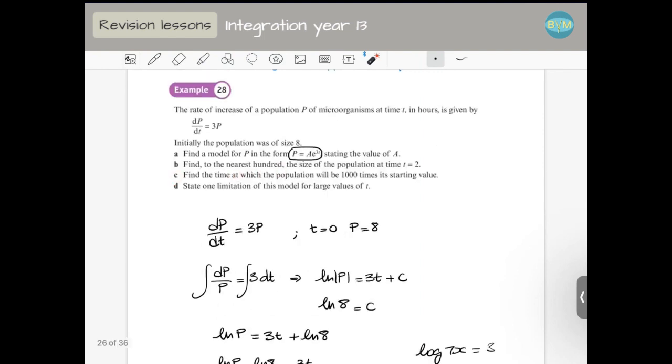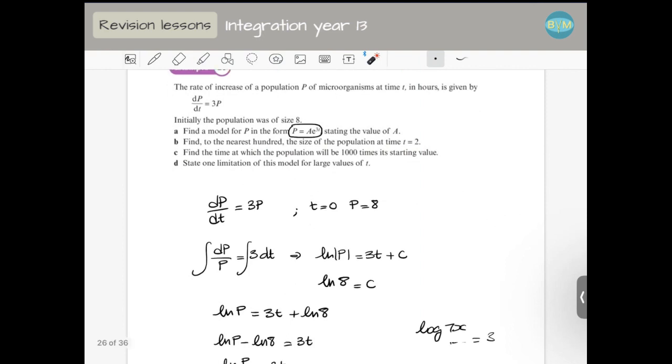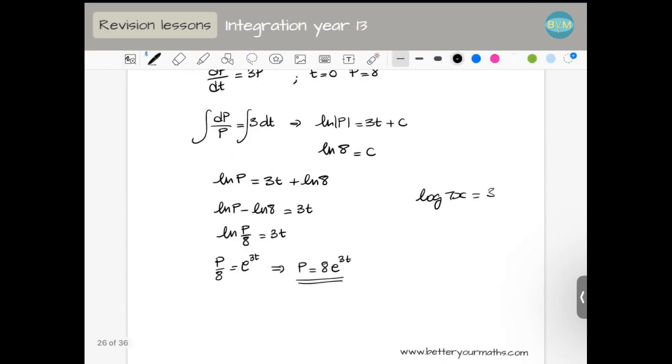B, find to the nearest 100 the size of the population at time t equals 2. Once you have the model, they are going to ask you questions. So to the nearest 100 the size of the population at t equals 2. What am I going to do? Substitute t by 2. So I have my model, so I'm just going to make t equal to 2 and find p. So p is going to be 8 e to the power of 3 times 2, which is 6, to the nearest 100, and that's my answer.